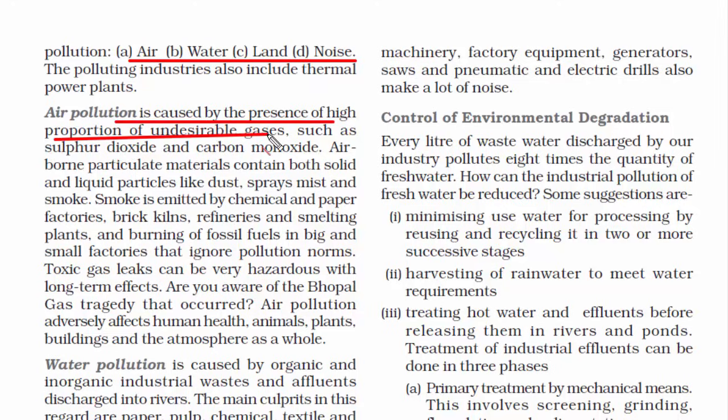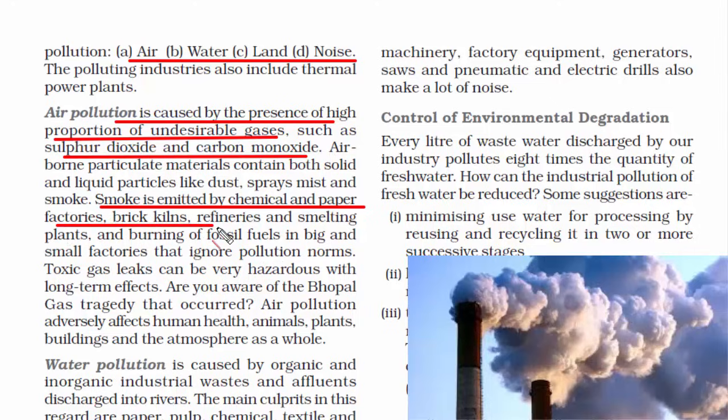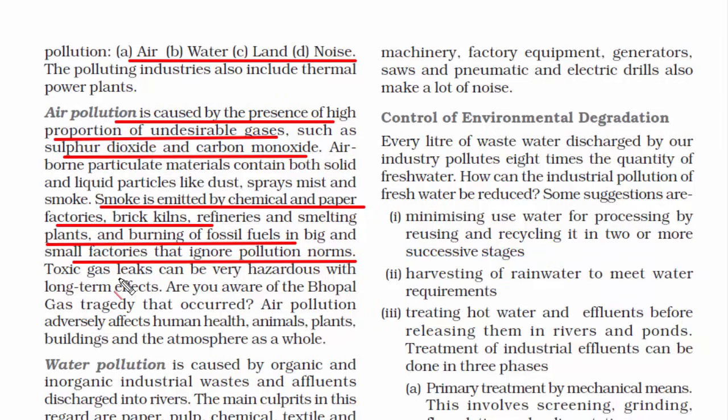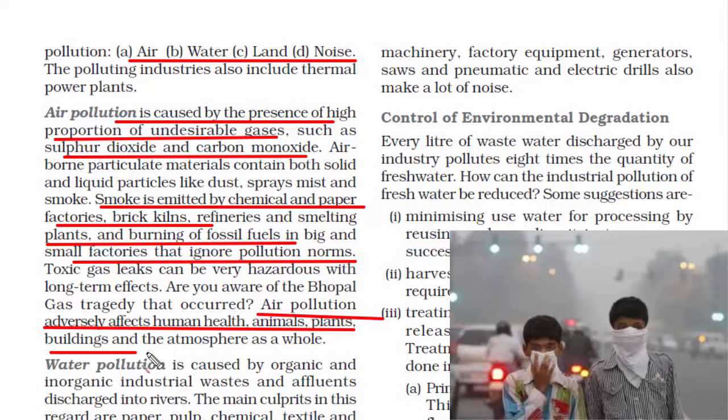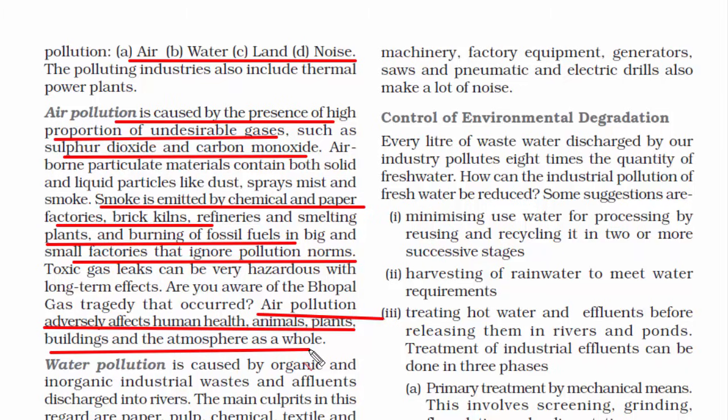Now, air pollution is always due to a high proportion of undesirable gas. We're talking about sulfur dioxide and carbon monoxide. So these are some gases that we do not want in the air, but they are somehow there. Then you'll find smoke coming out of chemical and paper factories, then brick kilns, refineries and smelting plants, then burning of fossil fuels. So all of these things add to the air pollution. A lot of the times factories ignore pollution norms which are set by the government. Nobody follows that. They just keep on doing their business as usual every single day. So air pollution affects human health, animals, plants, buildings and the atmosphere as a whole. So this was all about the air pollution part.